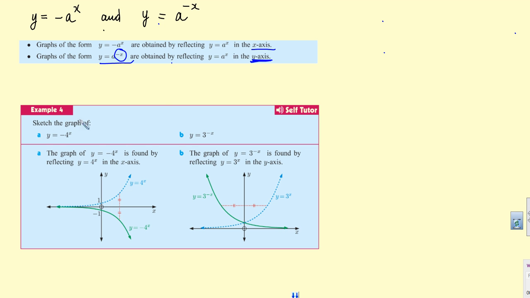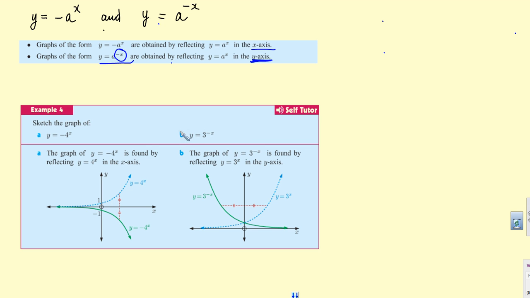Okay, so we're going to sketch the graph of y equals negative 4 to the power of x. You would start by graphing the 4 to the power of x graph, and then the negative of that means that you're just going to take all the y values and turn them into the opposite sign, and therefore the graph will be facing downwards. So if it's facing downwards, we have the reflection over the x-axis.